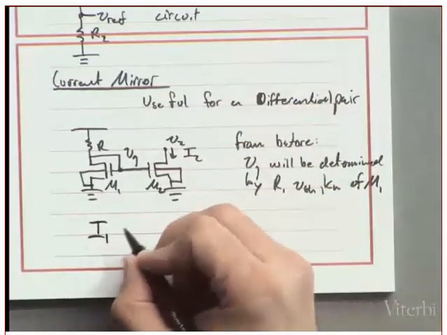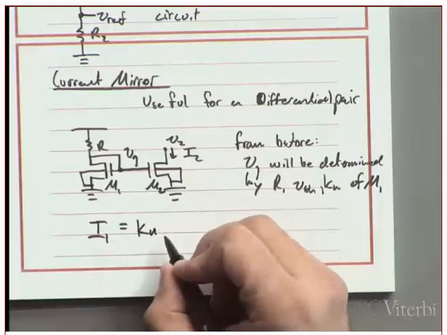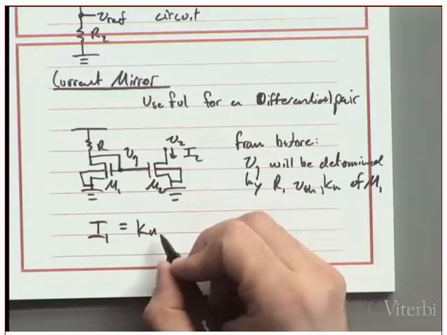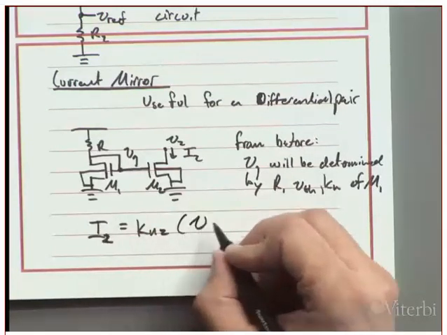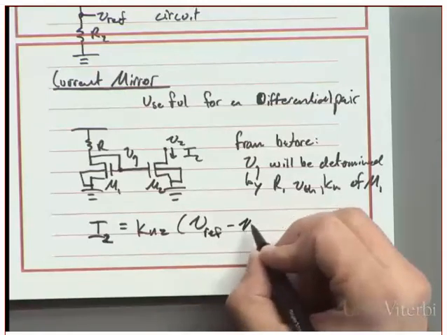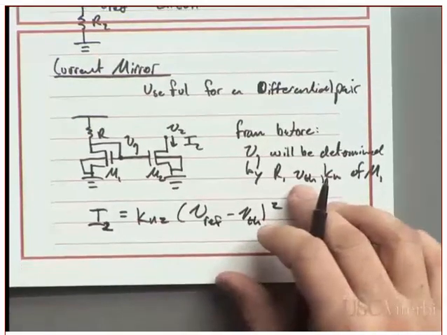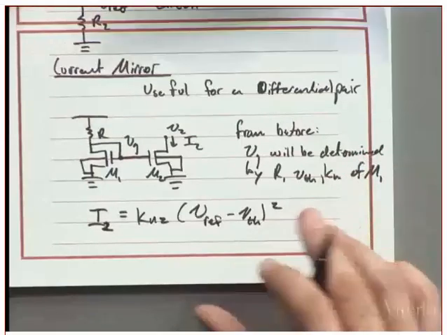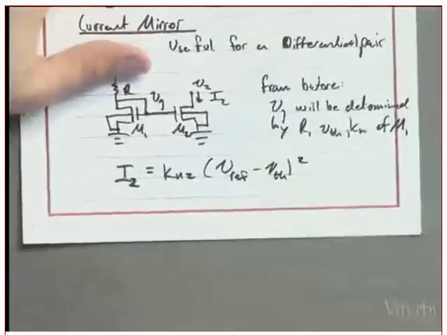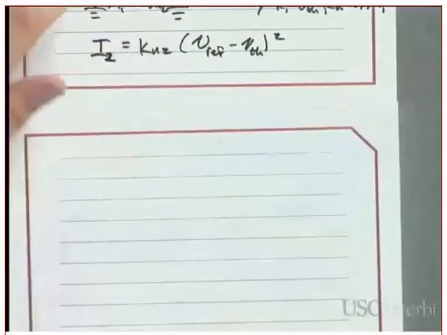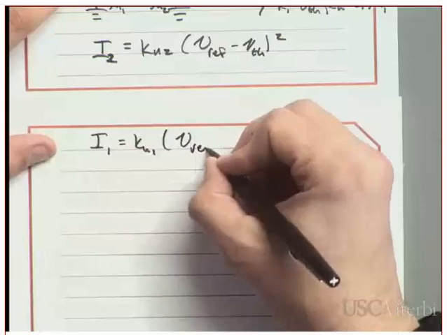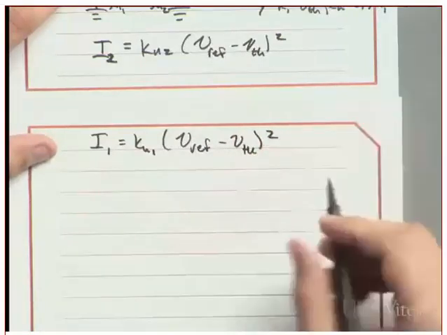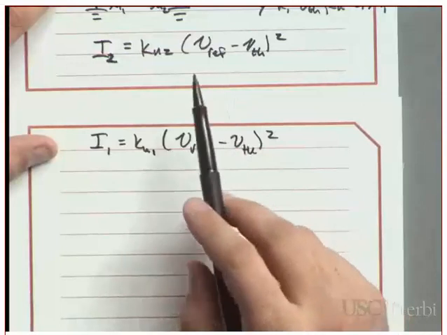I can write it based on the assumption that it's in saturation. I2 equals KN2 times (VREF minus VTH) squared, ignoring channel length modulation, all that kind of stuff. And of course, I1, I can write a similar expression for just based on the transistor. So they both depend on this VREF minus VTH squared of that.